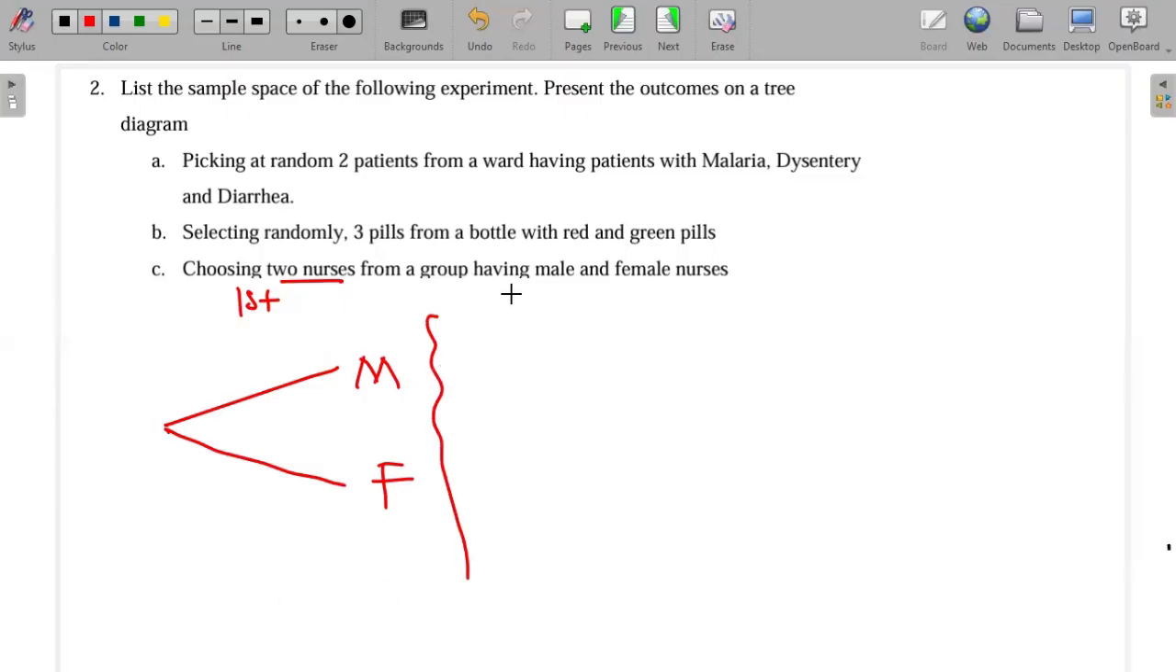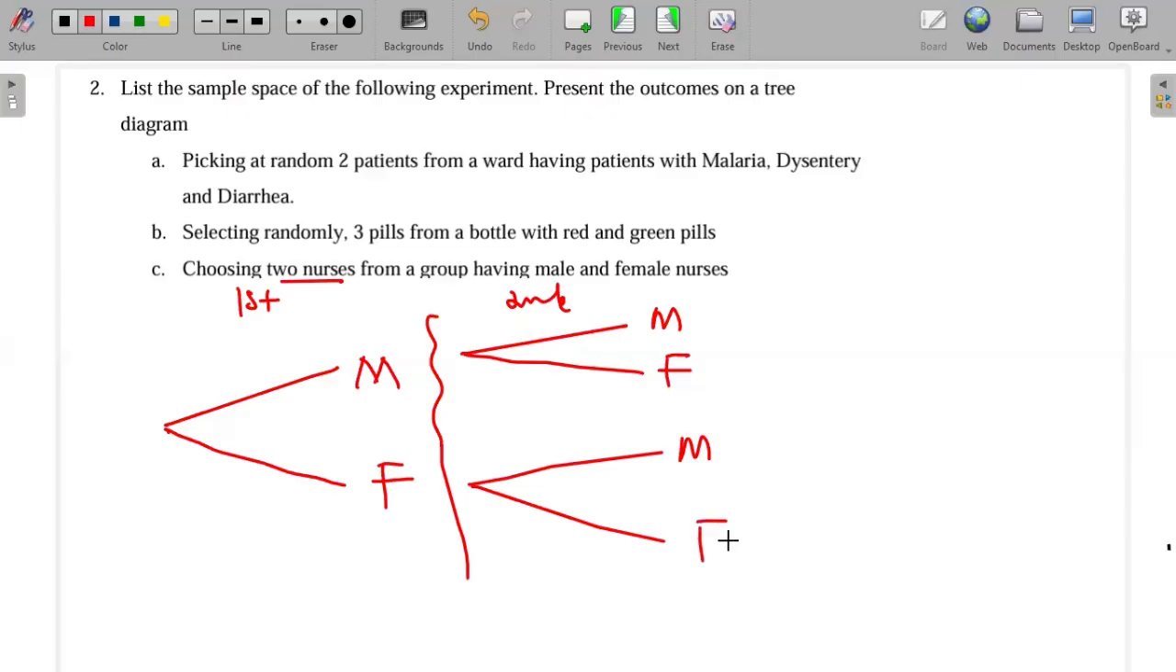So the first one, I can choose a male nurse, or I can actually choose a female nurse. So this is my first selection. Remember, I just need two nurses, so I just have to make a second selection here, then I'm done. So in my second selection here, I can either choose again a male nurse, or now I choose the female one. If my first one was female, I can now choose the male here, or I can still choose another what? Female. So this is my second selection here.